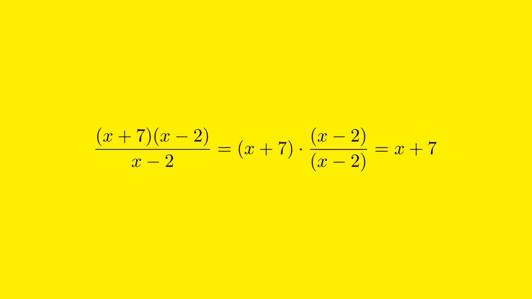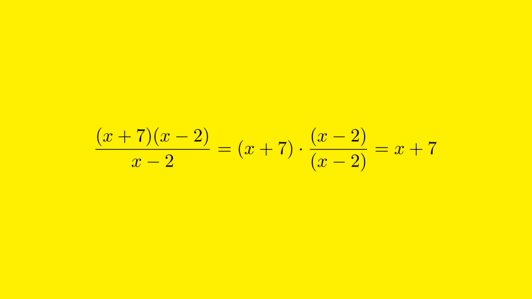Step 2 involves simplifying the factored rational expression. Our expression currently is (x plus 7)(x minus 2) divided by (x minus 2). To simplify, we check if there are any common factors in the numerator and the denominator. In the current expression, we see that x minus 2 appears in both the numerator and the denominator. Since any number or expression divided by itself equals 1, we can cancel out the common factor of x minus 2. By canceling out x minus 2, we are left with x plus 7. This simplifies our rational expression to just x plus 7.